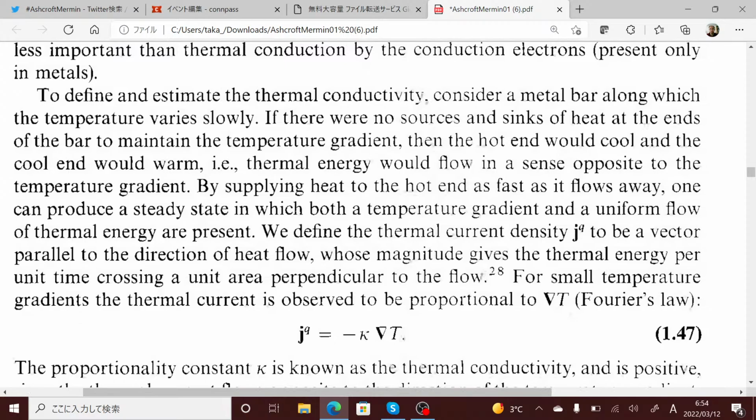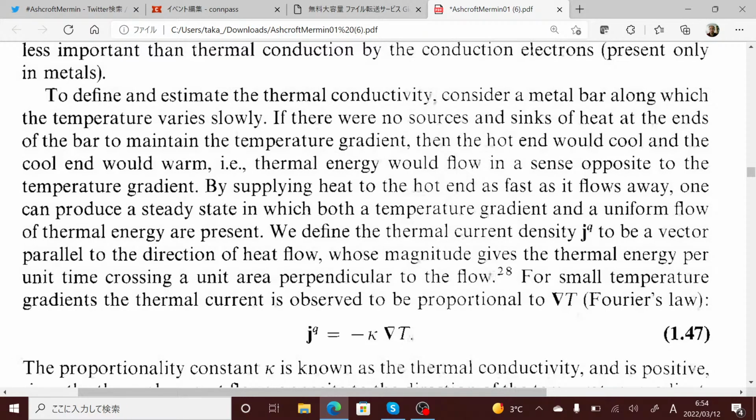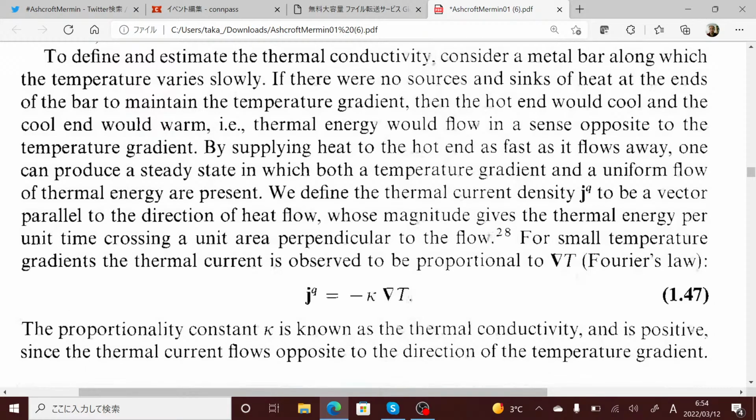That is, thermal energy would flow in a sense opposite to the temperature gradient. By supplying heat to the hot end, as fast as it flows away, one can produce a steady state.